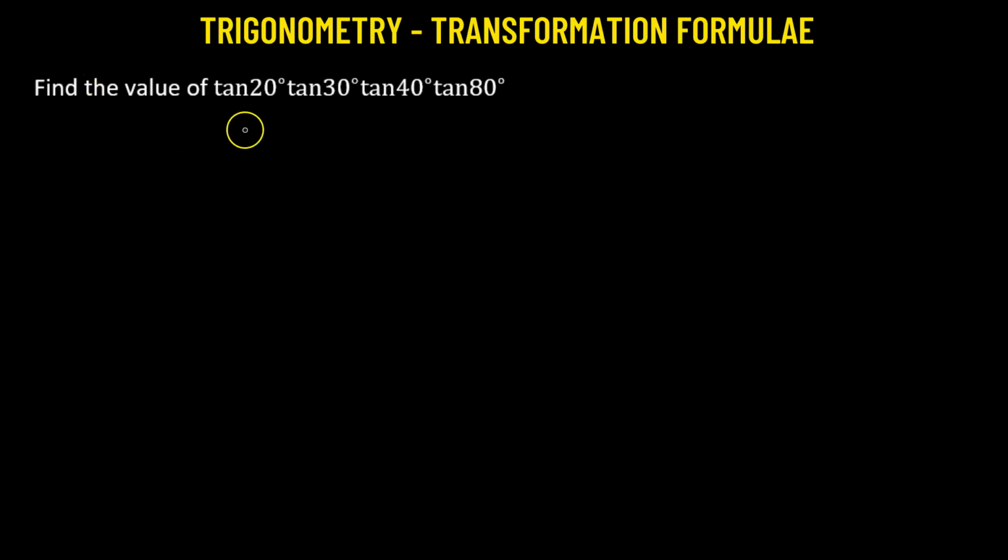So in this problem, we need to compute the value of the given trigonometric expression. Let us begin. In the problem here, we are provided the trigonometric expression tangent of 20 degrees times tangent of 30 degrees times tangent of 40 degrees times tangent of 80 degrees. We need to find its value.